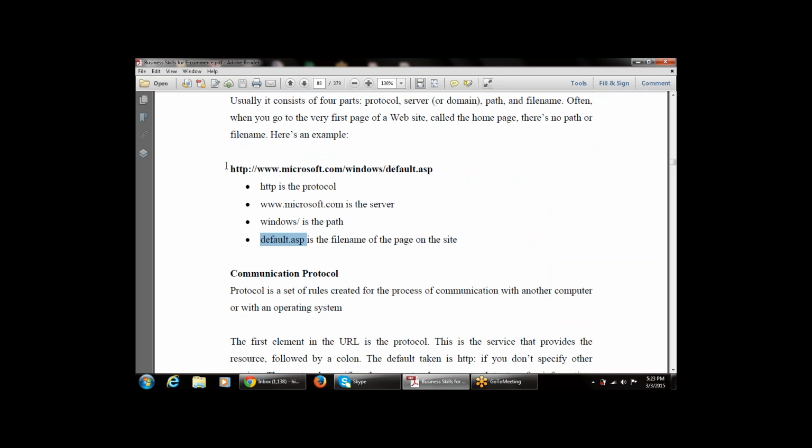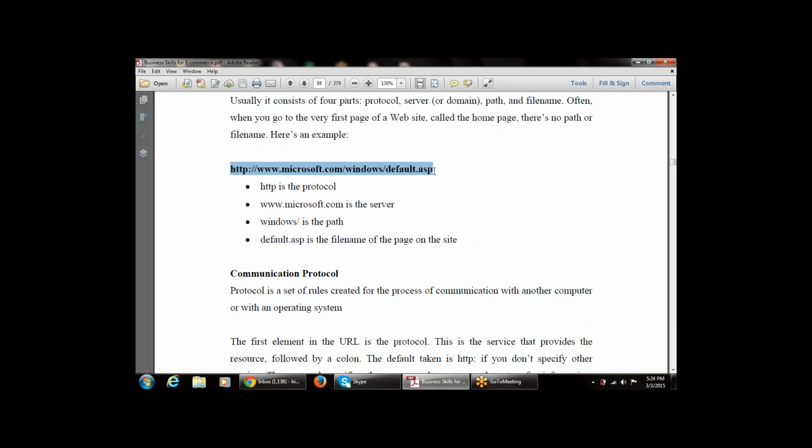So these are the various contents of the URL, the various parts of the URL. First of all there is a protocol, then a server, then a path, then a file name. So it is divided into four parts: protocol, server, path, file name. Whenever we use HTTP, that is the protocol. Then www, the World Wide Web, that is the server. Then windows, that is the path. Then default.asp, that is the name of the file. And the ASP full form is Active Server Pages.